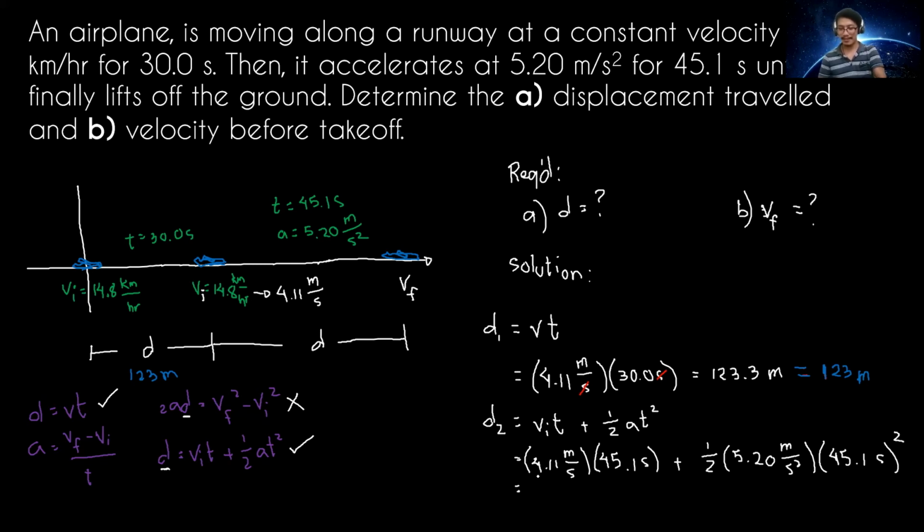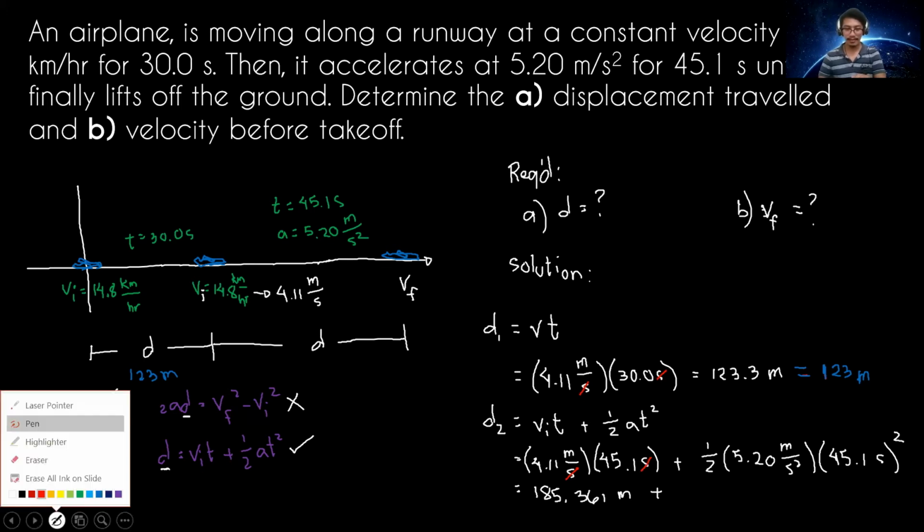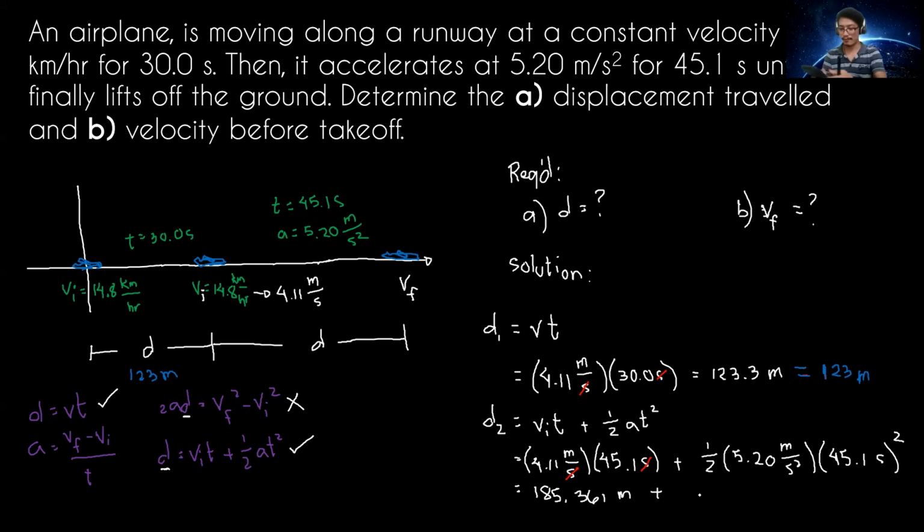Okay? So ito, anong sagot dito? 4.11 times 45.1. And that is 185.361 meters. Kasi mag-cancel out si seconds. Cancel natin seconds ha? So may second sa baba, may second sa taas, so cancel. So meters na lang ang naiwan. Okay? Dito sa kabila, plus 1/2, what is that? 45.1 squared times 5.20 divided by 2. That is 5,288.426. Unit is meters. Bakit meters? Mag-cancel ang dalawang seconds, second squared and second squared.